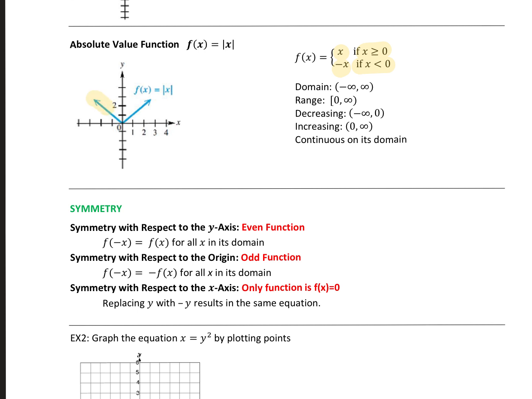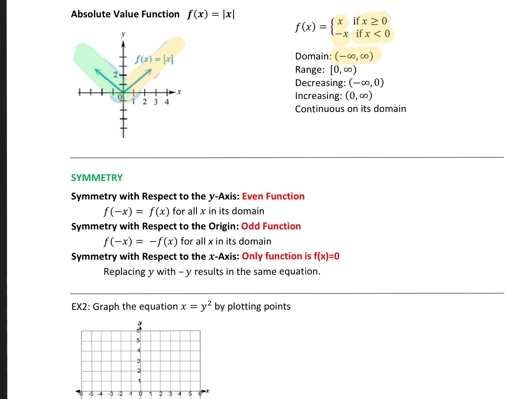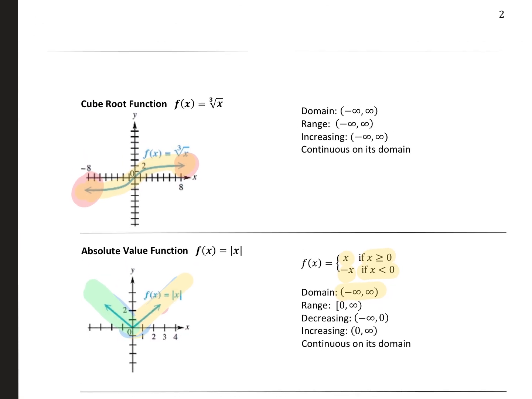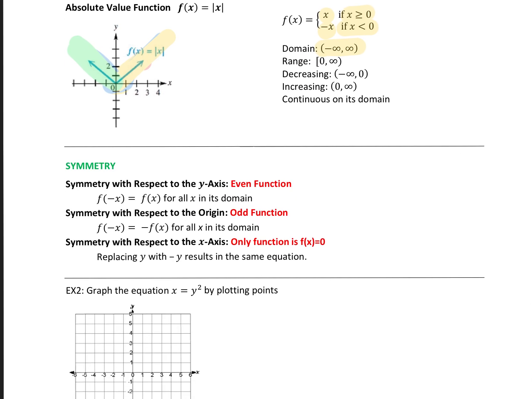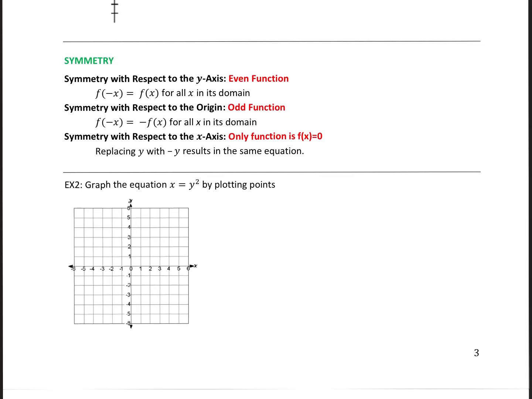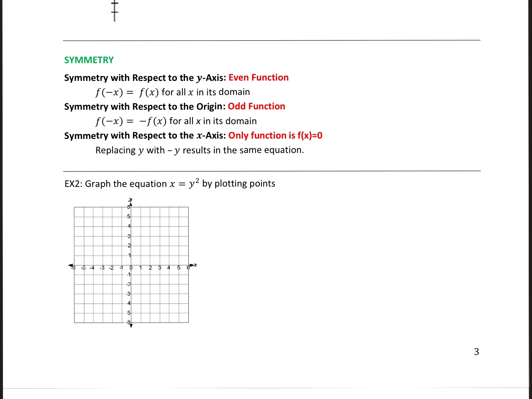So let's see. Again, domain is continuous, negative infinity to positive infinity. For the range, however, we start at 0, and then we continue up to positive infinity. It is only increasing from here to here, and then it is decreasing from here to here, and continuous on its domain. So again, those are just some examples of the basic parent graphs. If you have any questions on how to read domain or range, please email me and we can set up an office hour. So let's go ahead and move on to something called the symmetry of our graph.